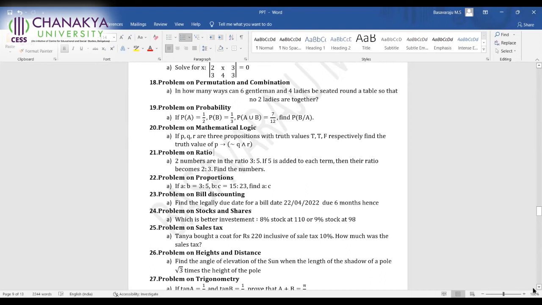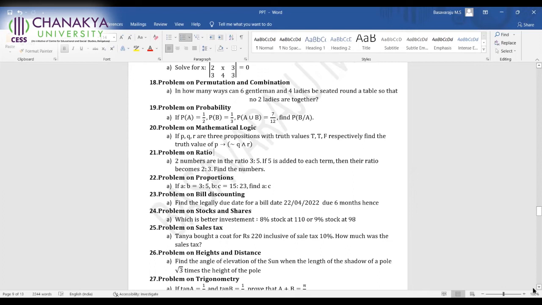The 22nd one is based on properties, that means problems on proportions. They may ask for the value of continued proportions, or there may be one-statement questions based on proportions. You are already aware of problems like: one person can do a work in 10 days, another person can do the work in 3 days, both combined do the work in 3 days, and if one leaves the job. That type of problem you can expect for 2 marks.